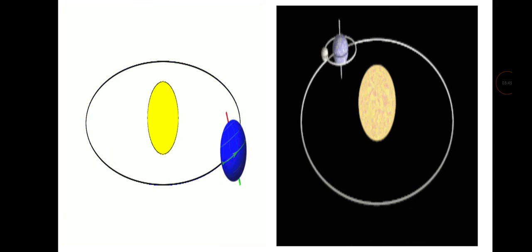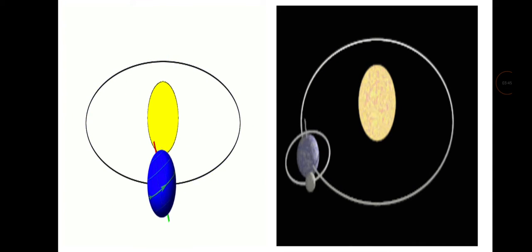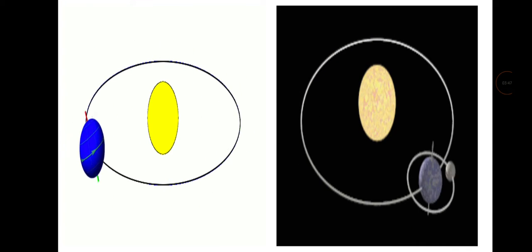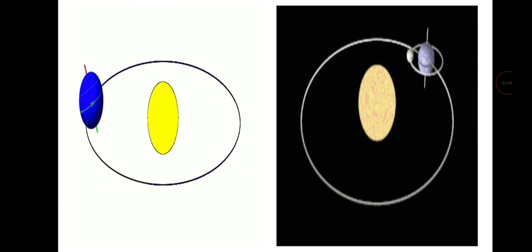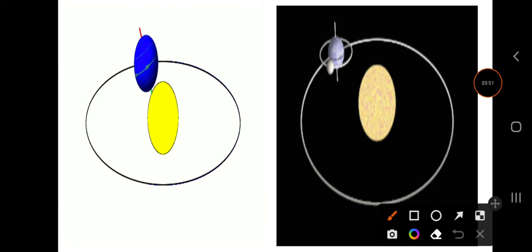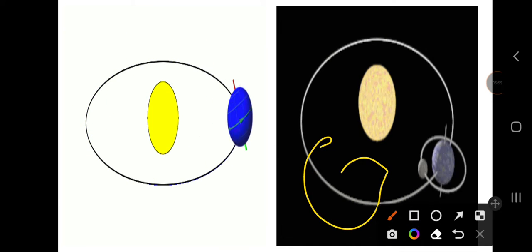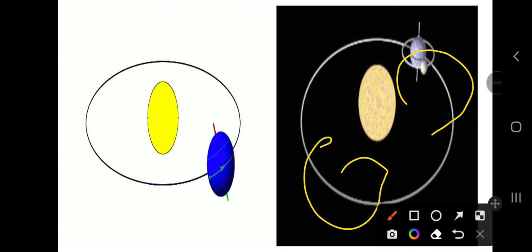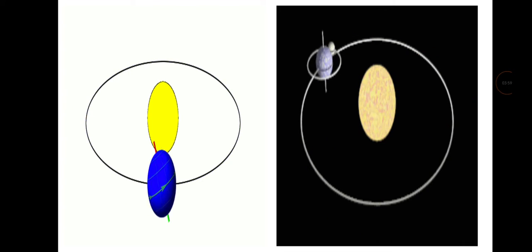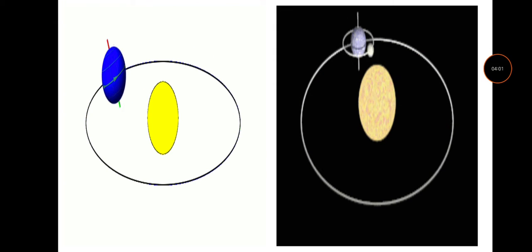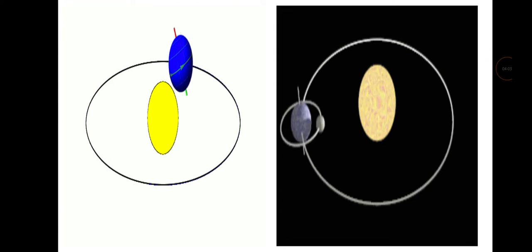Here you can see revolution and rotation. Sun has a fixed position, earth moves around the sun, and moon moves around the earth. This white one is the moon. They all move very slowly.